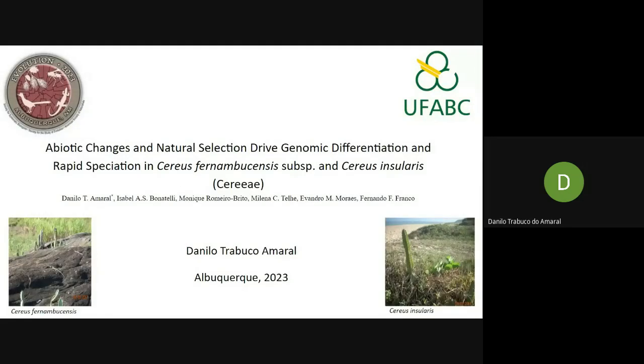So hello everyone, my name is Danilo Amaral, and today I'll bring to you our recent findings about the transcriptome data in a clade with rapid speciation, the clade Cereus fernambucensis, which is a cactaceae species present in the Brazilian Atlantic forest. And I really would like to thank the organizing committee for the opportunity to come here today and discuss a little bit with you.